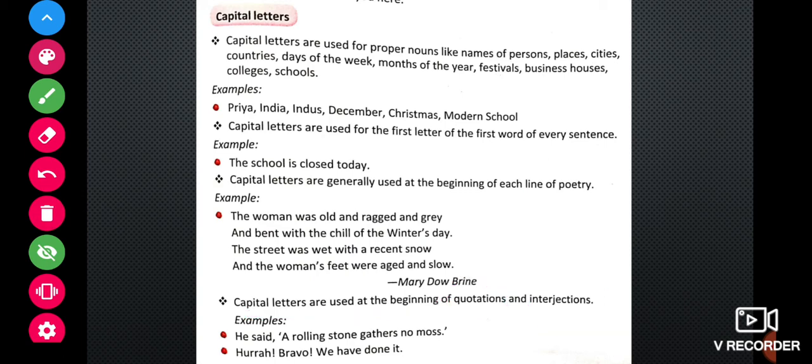Let us look at the example. He said, "A rolling stone gathers no moss." Now, this is a quote. So, this quote has started with a capital letter. That is the rule. "Hurrah, bravo, we have done it." Now, hurrah and bravo, both of them are interjections, but both of them have started with capital letters.